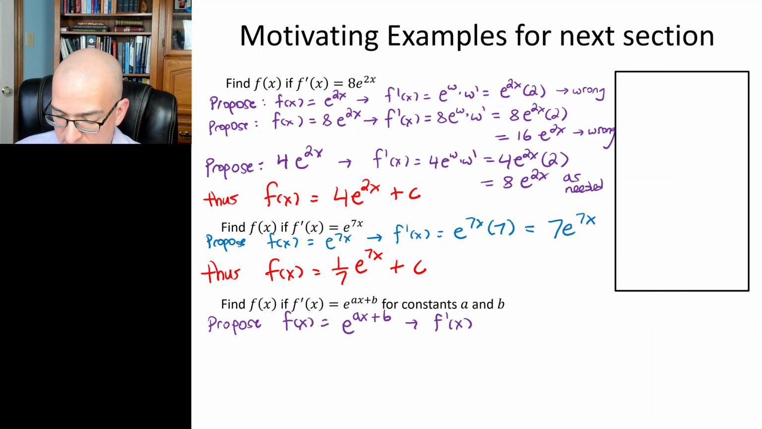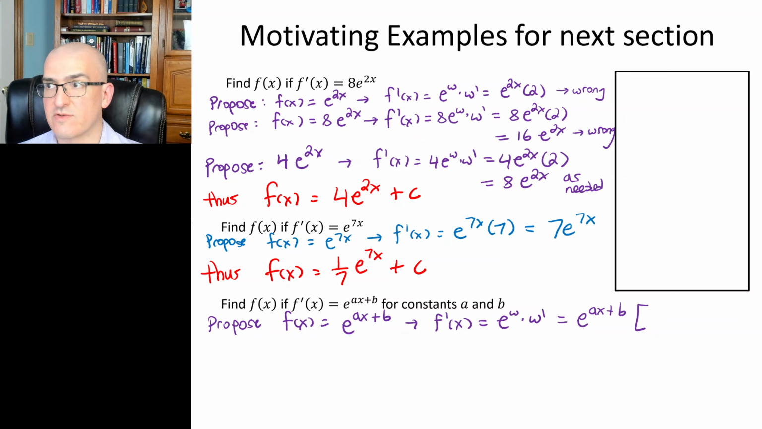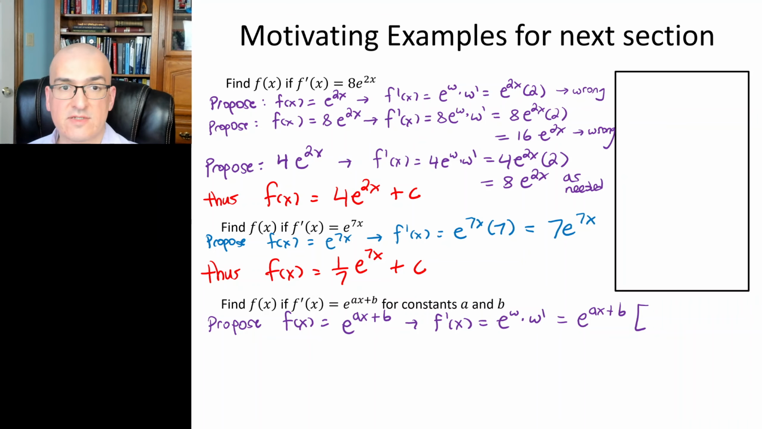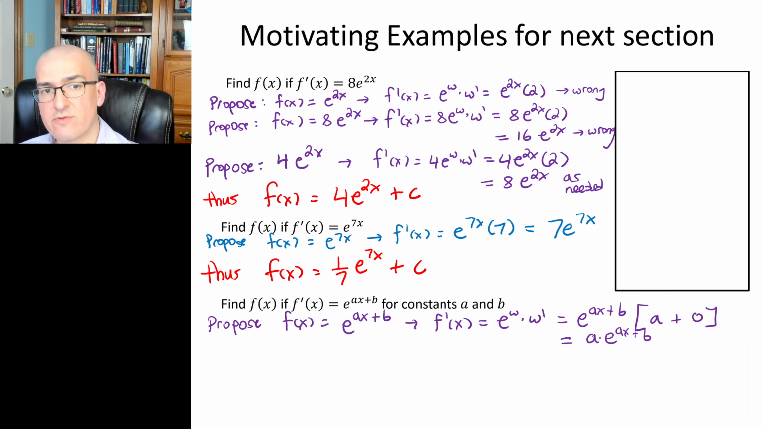f prime of x is e to the w times w prime. So e to the ax plus b times the derivative of ax plus b, the derivative of a times x. So the derivative of 5x, the derivative of 3x, the derivative of 2x is just going to be 5 or 3 or 2, whatever that constant is. So a, and the derivative of the constant b is 0. So I'm going to have a times e to the ax plus b. I'm off by an extra a in front that I don't want. So what do I put? A 1 over a.